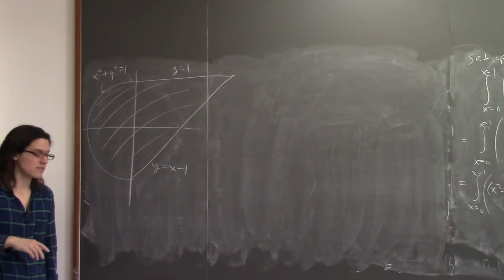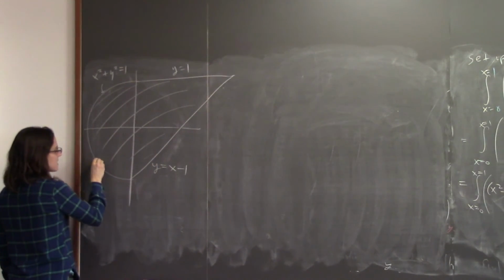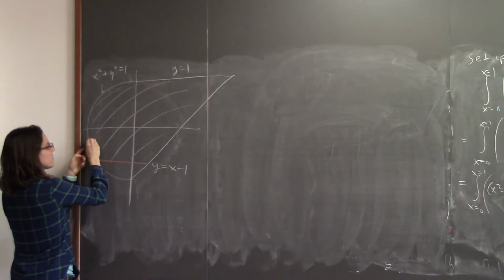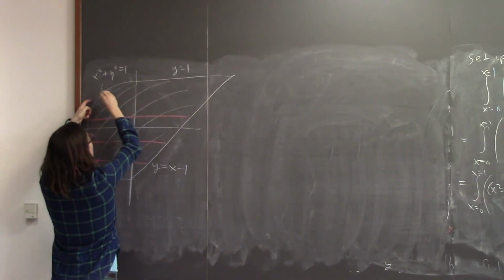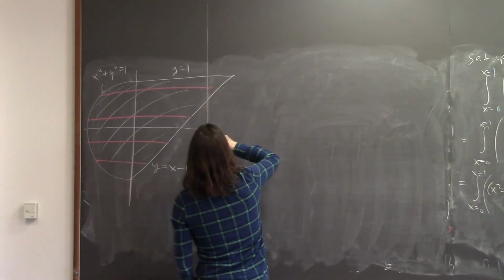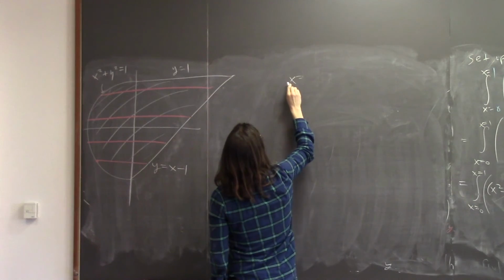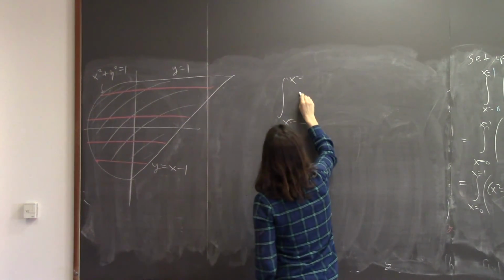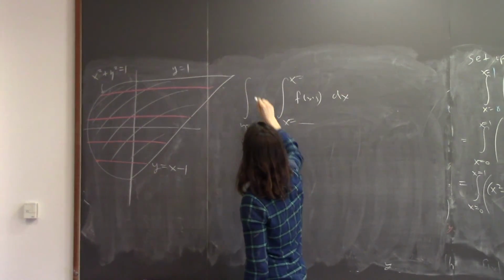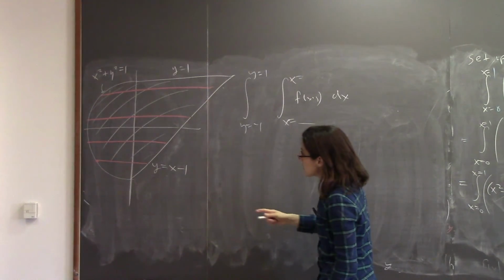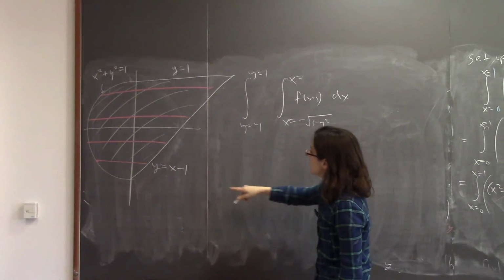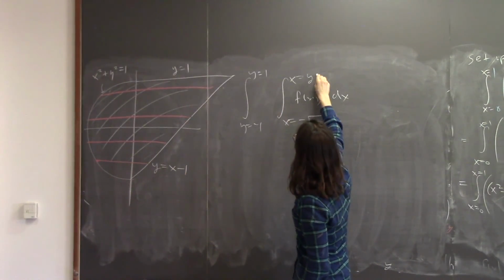Yeah, horizontal slices. If we pick horizontal slices, we're always going from the curve over to the line. Curve to line, curve to line, curve to line. So in this order, we're going from x equals something to x equals something of our function, and then from y equals negative 1 up to y equals 1. So x goes from negative square root of 1 minus y squared all the way up to y plus 1.